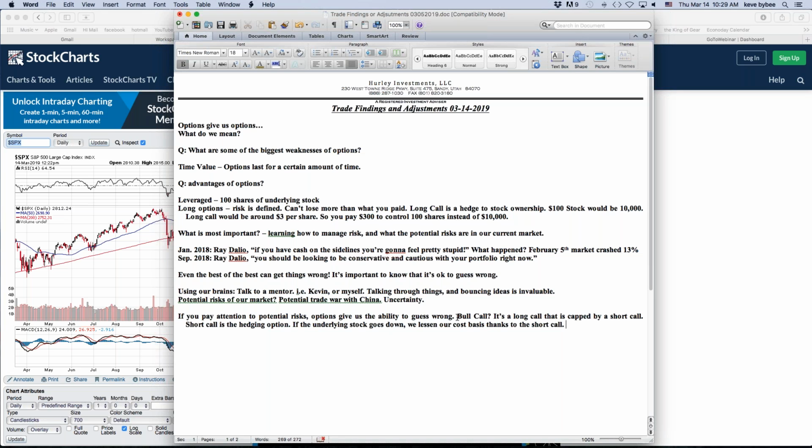So in that case, the short call gives us the opportunity to guess wrong. It lessens our cost basis. It does cap our upside potential. But again, we want the ability to guess wrong. If we don't make the right trade, or don't place the trade at the right time, it's okay. We're going to survive to go another day. And I was going to highlight this.